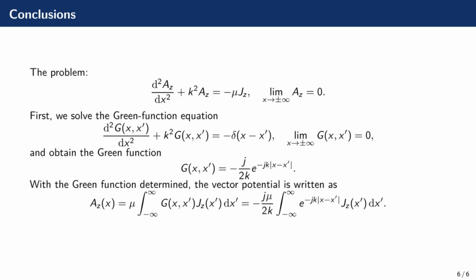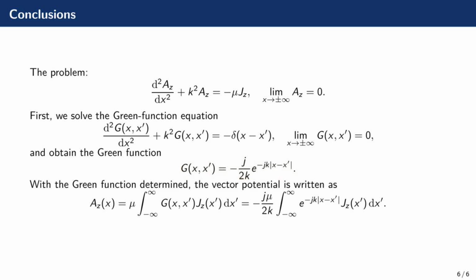Finally, let me summarize the green function method. The problem we want to solve is the one-dimensional Helmholtz equation for the vector potential, together with the boundary condition that the vector potential goes to 0 as x goes to plus or minus infinity. To solve this problem, we first introduce the green function. The green function is defined as the solution of the corresponding equation with a delta function on the right-hand side, and with the same boundary condition at infinity. By solving this green function equation, we obtain the green function explicitly as this equation.